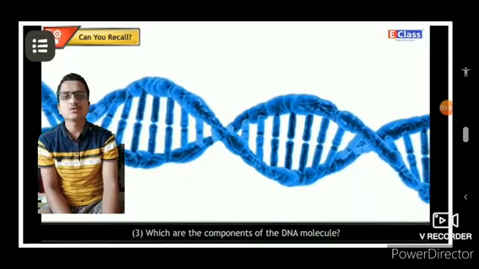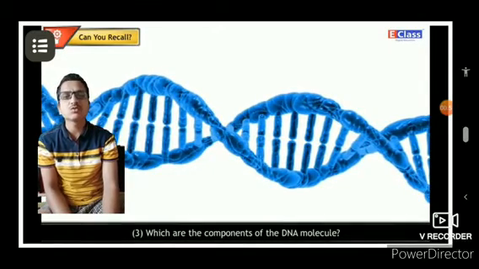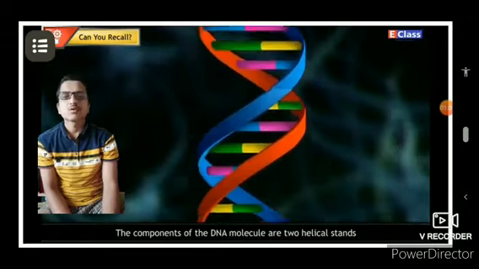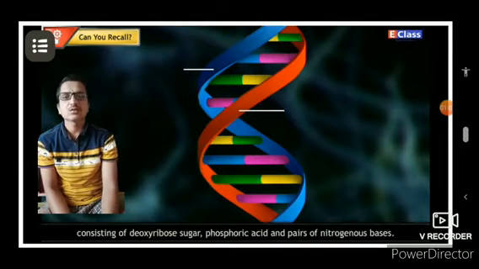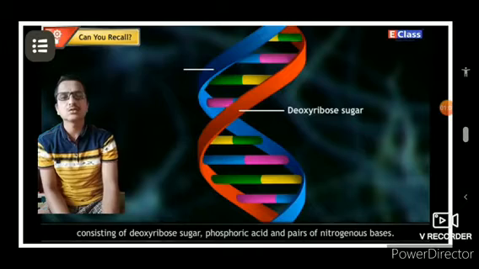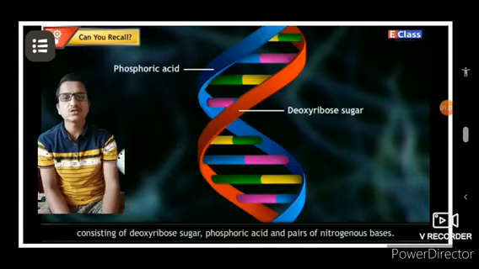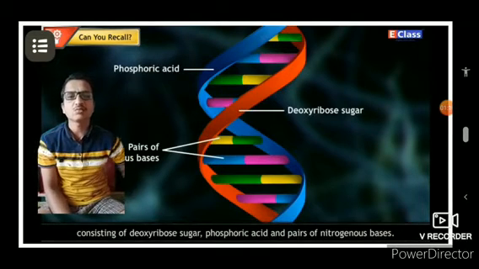Which are the components of the DNA molecule? The components of the DNA molecule are two helical strands consisting of deoxyribose sugar, phosphoric acid, and pairs of nitrogen bases.